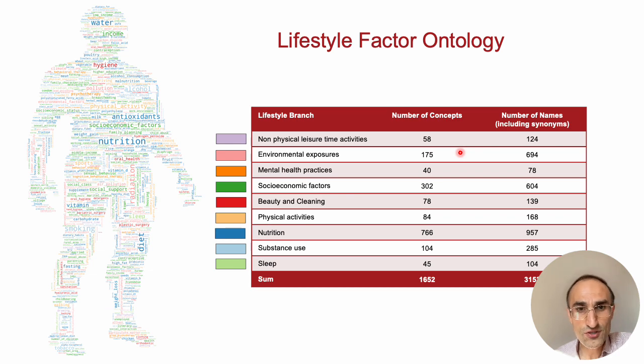And this is the final version of the ontology after initial prototype creation and then two different steps of semi-automatic expansion. These are statistics of 9 different branches of the lifestyle factor ontology and also statistics of all names including synonyms. And this is the word cloud of some of the existing concepts in the ontology, color-coded based on the branch, and the size corresponds to the frequency of the name in the literature.